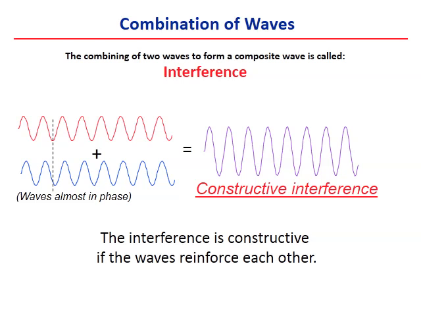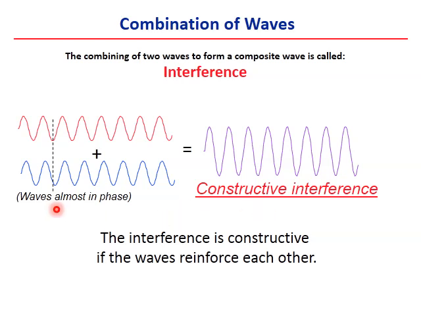Now, the combination of two waves to form a composite wave is called interference. Here we have two cases: constructive interference and destructive interference. First of all, let's come to constructive interference.